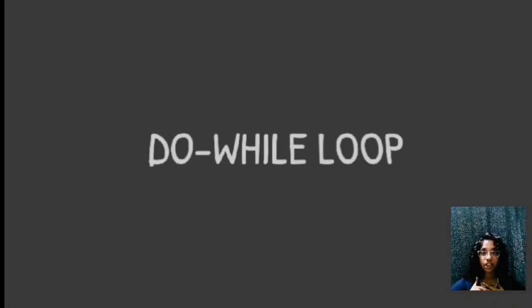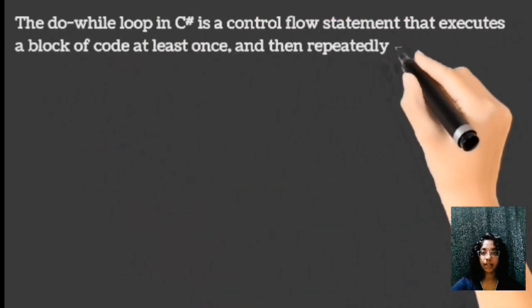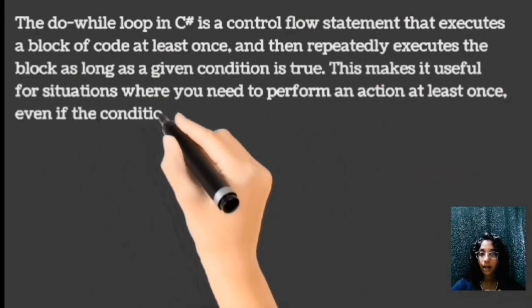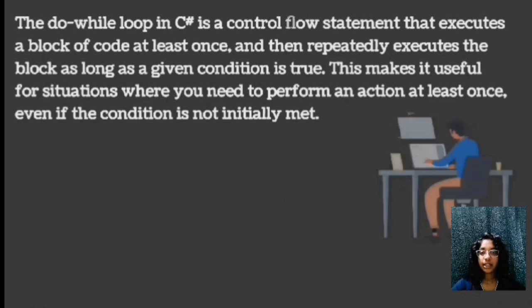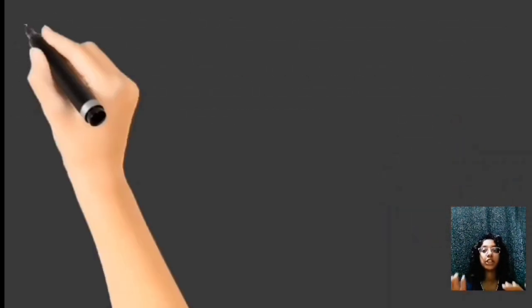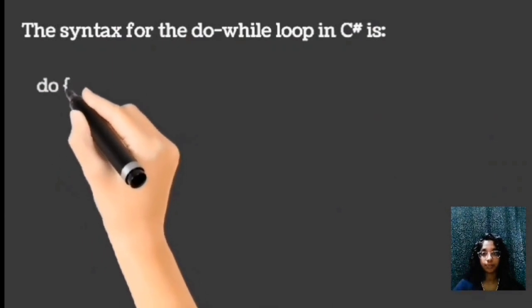Hello everyone, I am Diksha Shetty and today we are going to talk about the do while loop. The do while loop in C# is a control flow statement that executes a block of code at least once and then repeatedly executes the block as long as the condition is true. This makes it useful for situations where you need to perform an action at least once even if the condition is not initially met.